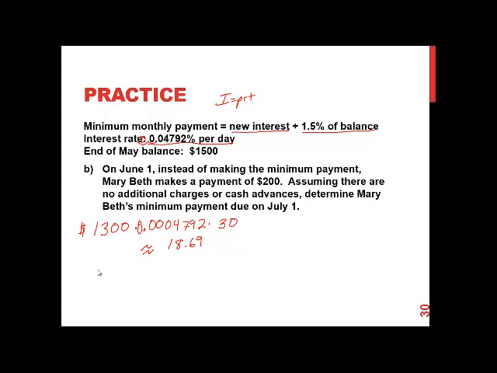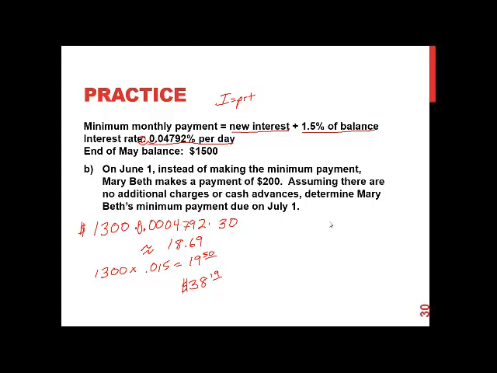Now let's look at 1.5% of the balance. That's going to be $1,300 times 0.015, which is $19.50. When we add these two together, we get $38.19.